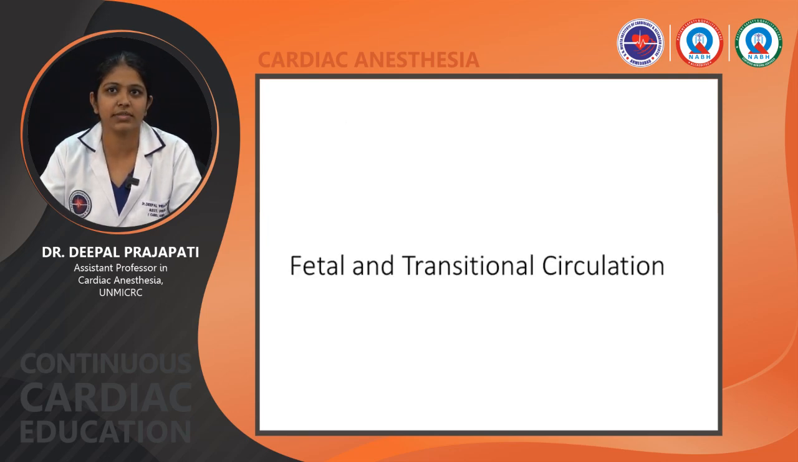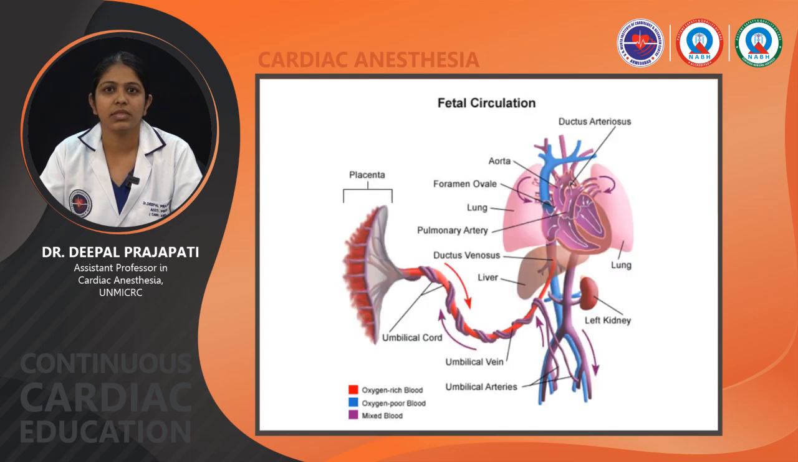Now, fetal and transitional circulation. This is the slide showing fetal circulation, where you can see the umbilical vein carrying the oxygenated blood going to the liver via ductus venosus, bypassing the liver, entering the IVC, going to RA, and thereafter in the fetal heart.